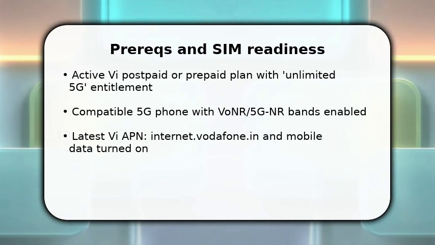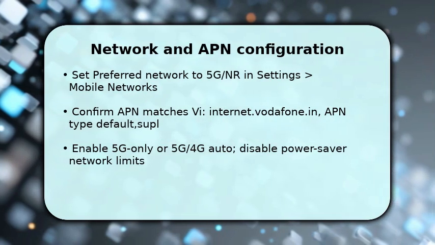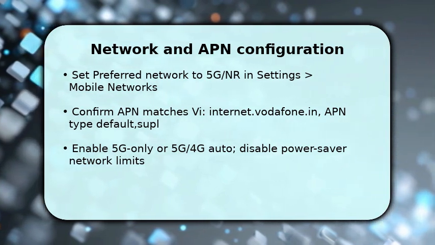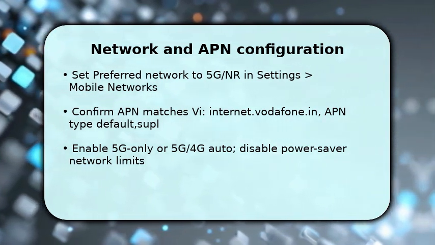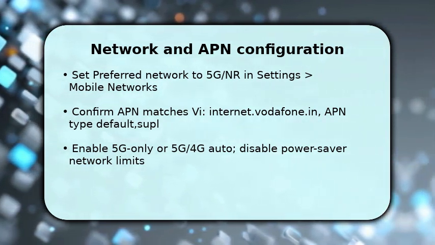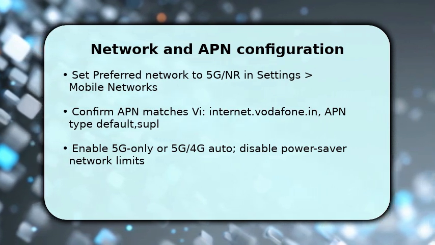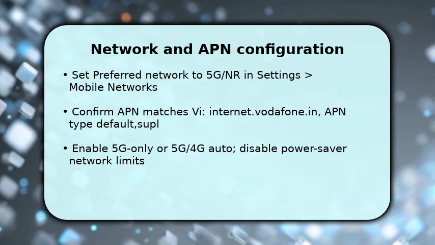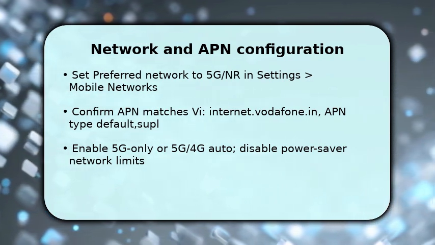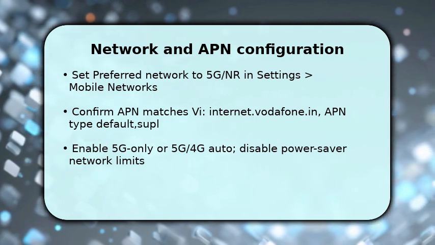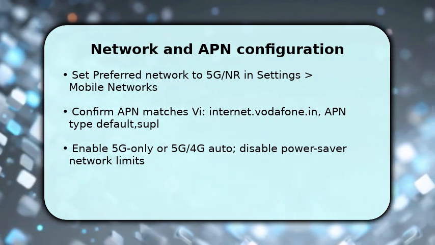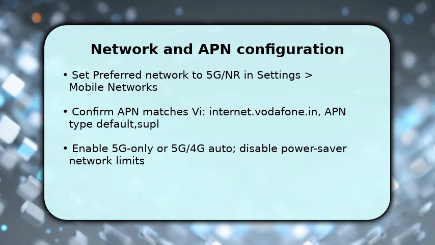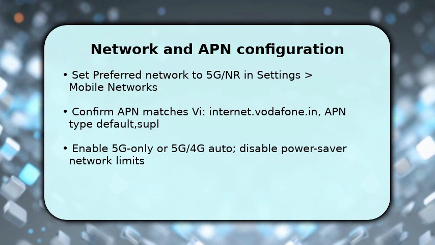Next, you configure the network and APN so data flows on 5G. Go to Mobile Networks and choose 5G or 5G/4G auto. If available, try 5G only briefly to force a connection. Then open APN settings and verify it reads Internet.Vodafone.in with APN type default, supl, save and select it. Also disable any battery or data saver that restricts background network access. If you use an eSIM, ensure the Vi profile is active.